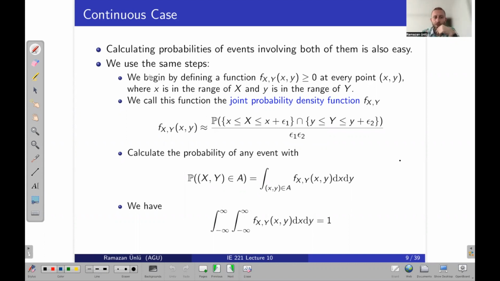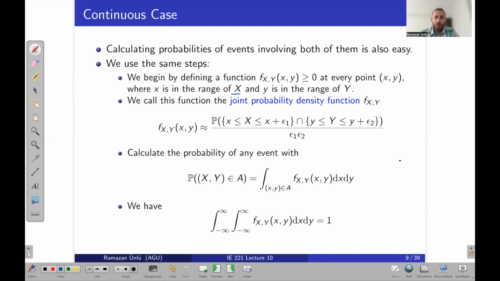First, we begin by defining a function f of x and y, which will be greater than or equal to 0 at every point x and y, where x is in the range of capital X and y is in the range of capital Y. Okay, so in a single random variable, we are looking at small x, which takes the values from the capital X, right? But now we have two random variables, x and y, and x is taking the values from the capital X and y is taking the values from the capital Y.